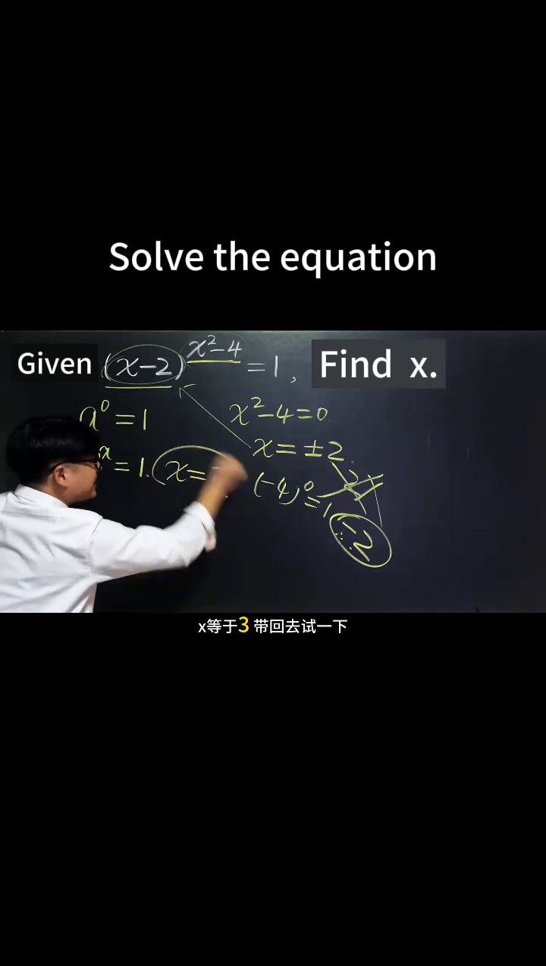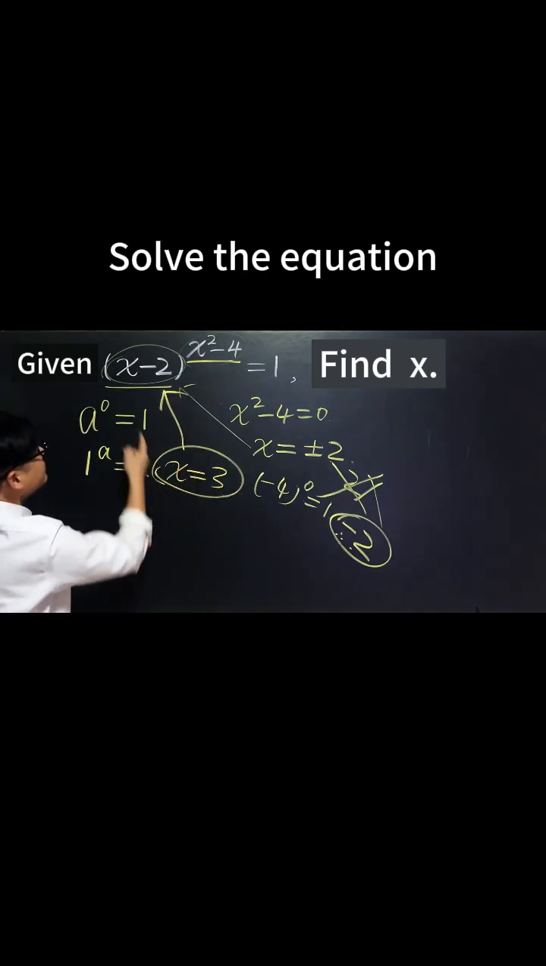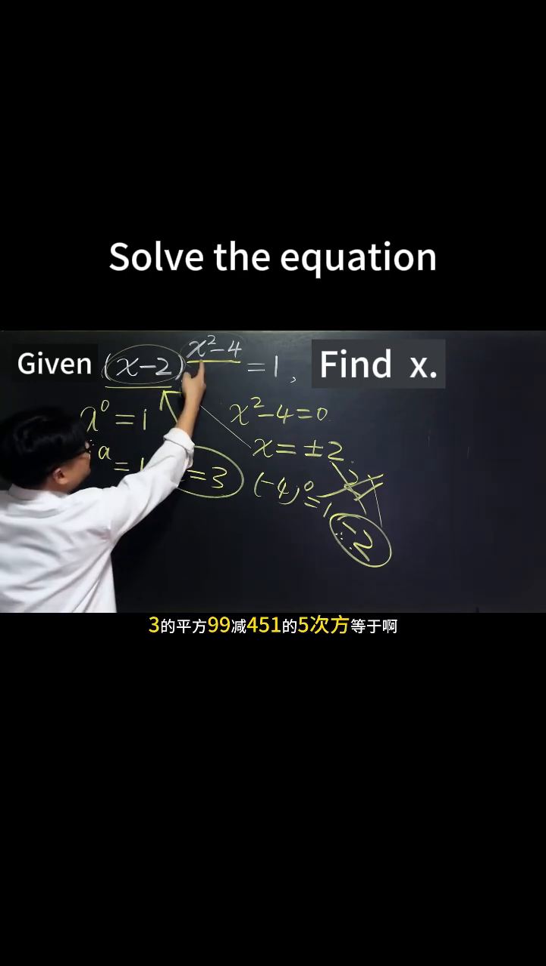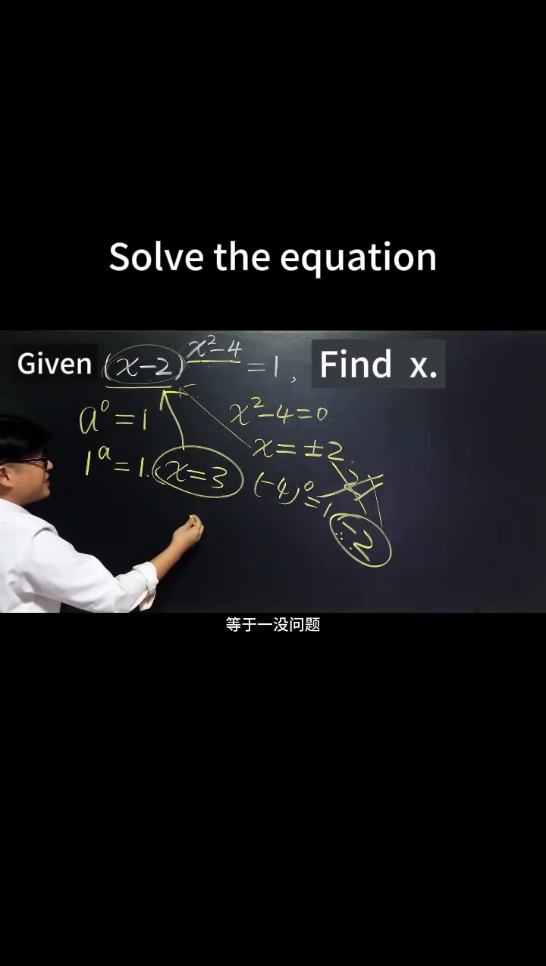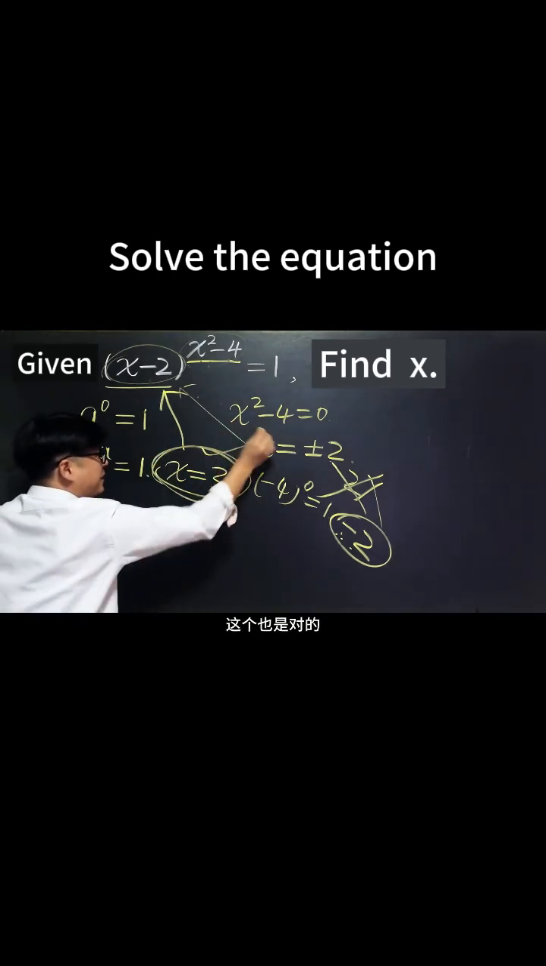If x equals 3, let's substitute it back and check. Doesn't it become 1? 3 squared is 9, 9 minus 4 is 5, so 1 to the power of 5 equals 1. No problem, that's fine too. This one is also correct.